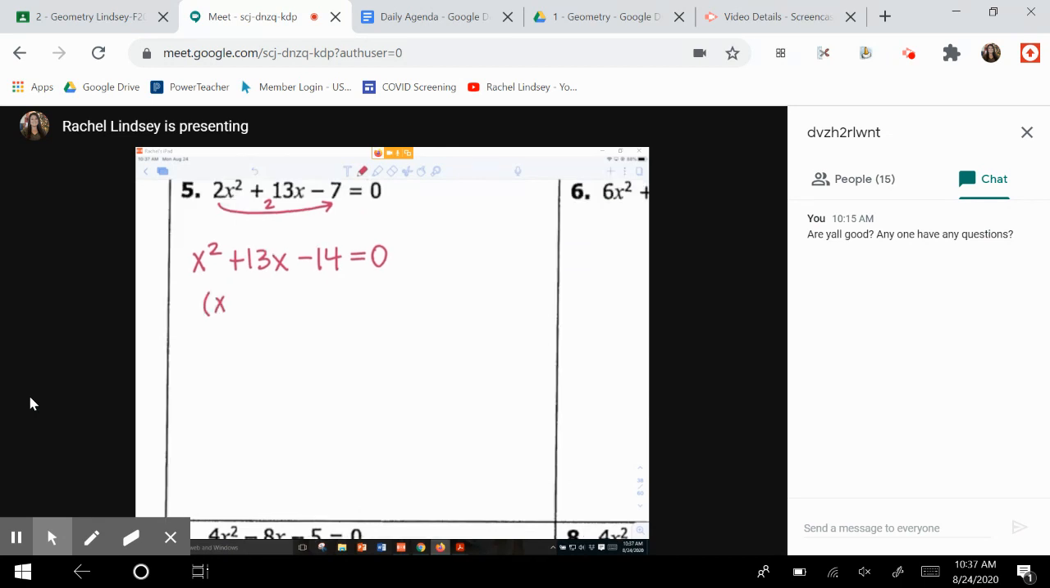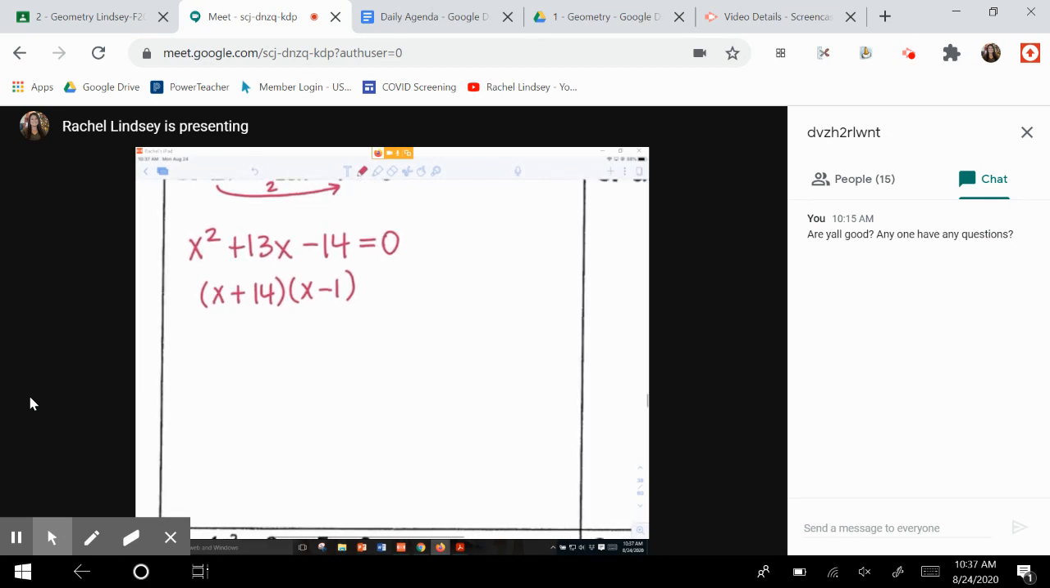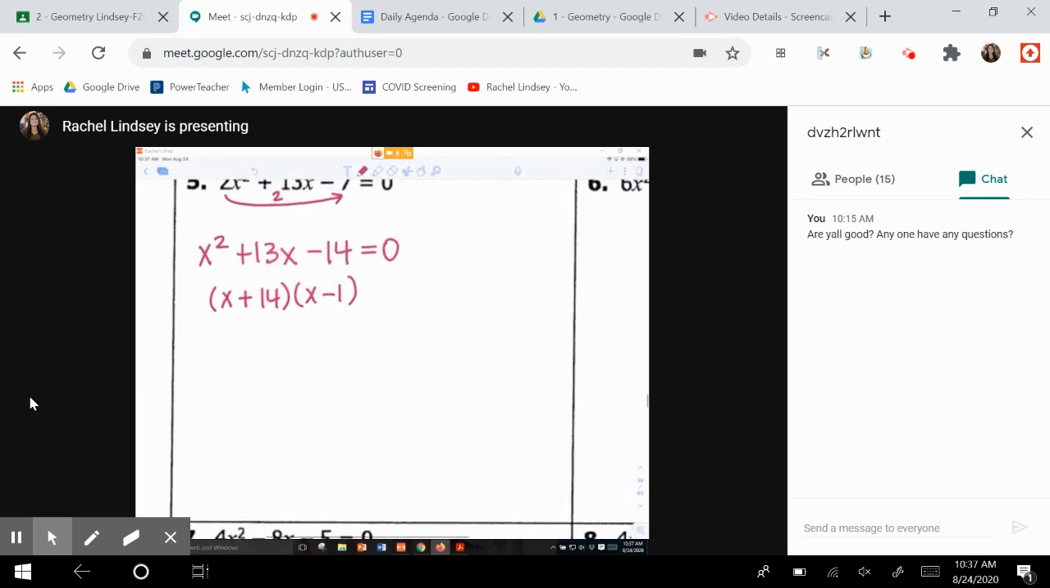What two numbers multiply to give you negative 14 and add to give you a positive 13? Negative 1 and positive 14. And what am I going to go back and divide by? 2. So what's 14 divided by 2? So I have x plus 7 and x minus 1/2.